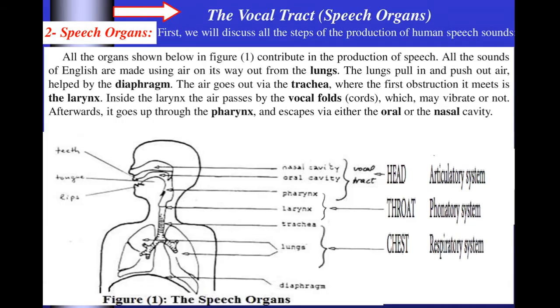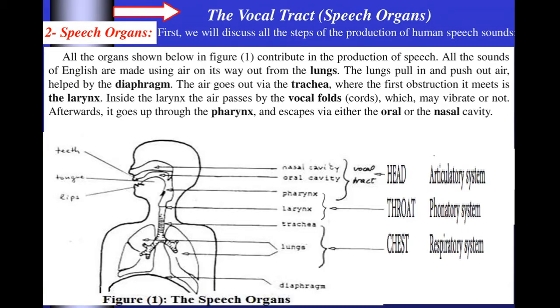What are the speech organs of human beings? First, we will discuss all the steps of the production of human speech sounds. All the organs shown below in figure number 1 contribute to the production of speech. All the sounds of English are made using the airstream on its way out from the lungs. The lungs pull in and push out air, helped by the diaphragm.